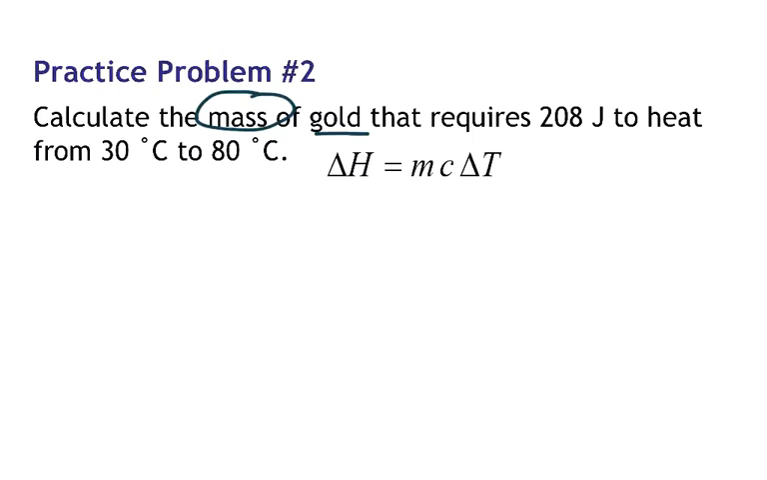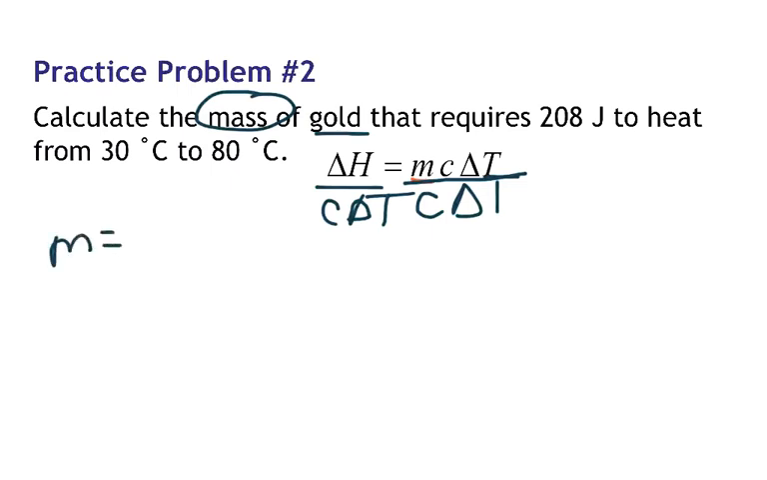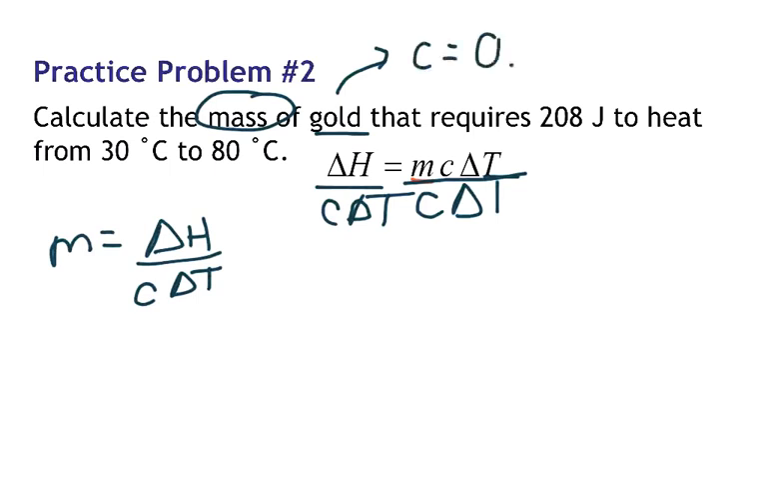Now, I want mass. So to get mass alone, I'm going to divide both sides of the equation by C delta T. So my new formula I'm going to use will be mass equals delta H over C delta T. Now notice this said gold, so before I do anything, I want to look at my reference sheet for the specific heat of gold. And if you look there, it is 0.130 joules over grams degrees Celsius. So I have my specific heat capacity.